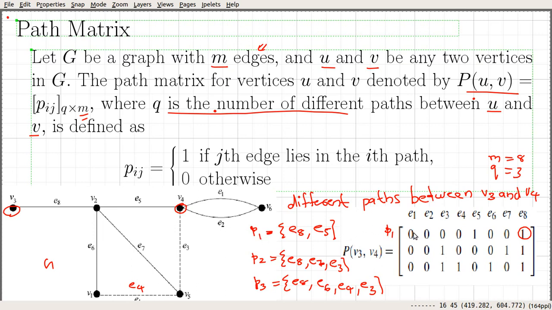Okay, 1 5 1 2 3 4 5. Okay, equal to 1. So first row is defined by this path. Okay, and let's look at the second row. Okay, and second row is defined by this P2.